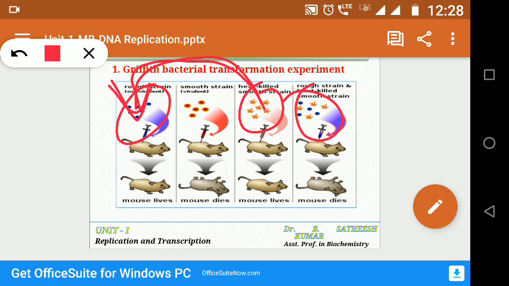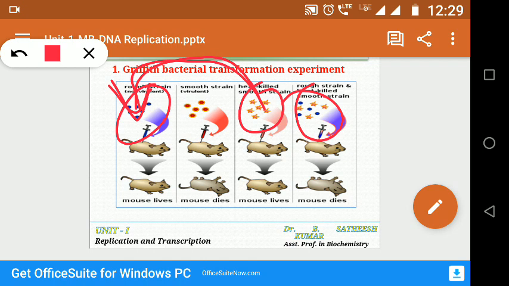for the virulence. The virulence factor, in fact, can be attributed to the presence of the lipopolysaccharide layer on the cell membrane of the bacterial cell. So the synthesis of the lipopolysaccharide layer is governed by some of the genes, and those genes are directly transferred to the live avirulent rough strain. So now the rough strain becomes smooth strain. Because of that, that smooth strain is able to kill the mouse which was infected with the solution.